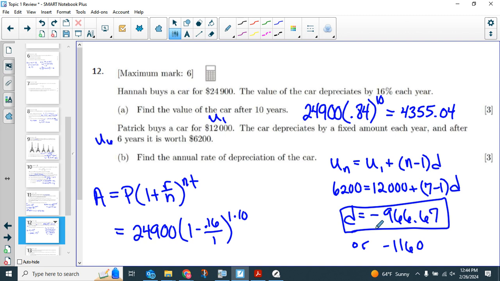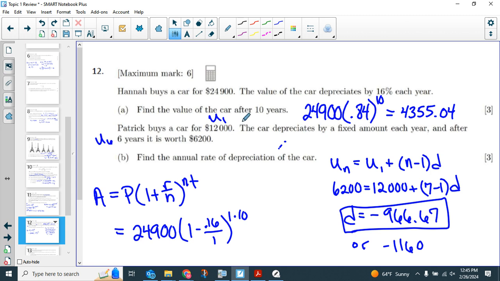No, it's not. It says the car depreciates by a fixed amount. It doesn't depreciate by a fixed percentage. Remember how we just said that if it's a fixed percentage, the actual amount that it depreciates changes every year? Where they said it's just a fixed amount. So it's not going to be a percentage. Yes, that's it.